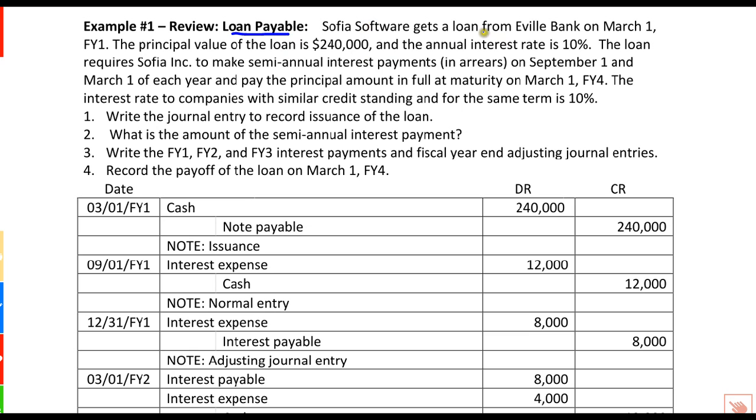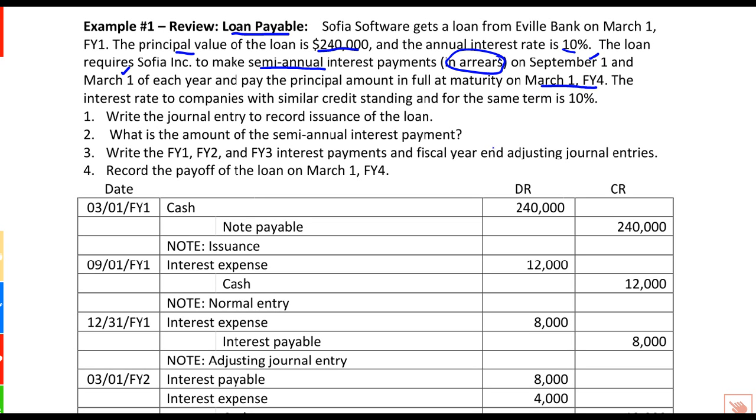So Sophia Software gets a loan from Evil Bank with a principal value of $240,000. Annual interest rate 10%. Semi-annual interest payments, and of course, they're in arrears, but loans always have interest payments in arrears. They're due on September 1 and March 1. So we'll have a little partial year adjustment. And the full maturity amount is due on March 1 of FY4. So this is an interest-only loan with the full principal amount due at maturity.